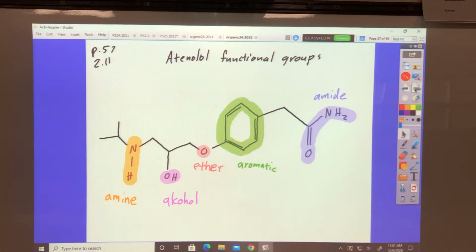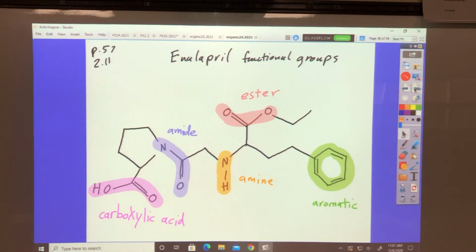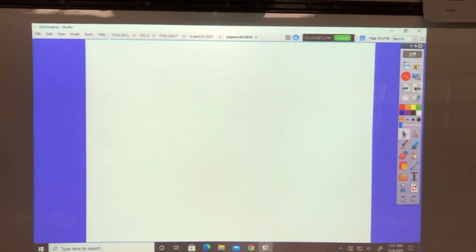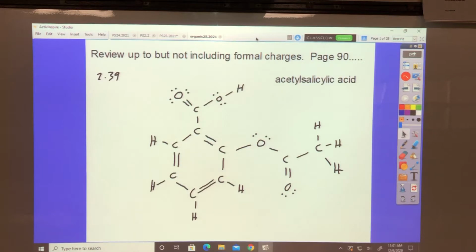Organic25ABlake. And we left off last week with identifying functional groups in atenolol, and this was problem 2.11 from page 57, it looks like, enalapril. And so that summarized the week 2 notes. So at some point those will show up in the weekly notes. I don't know if they're already there or if I'm going to do it yet or what.